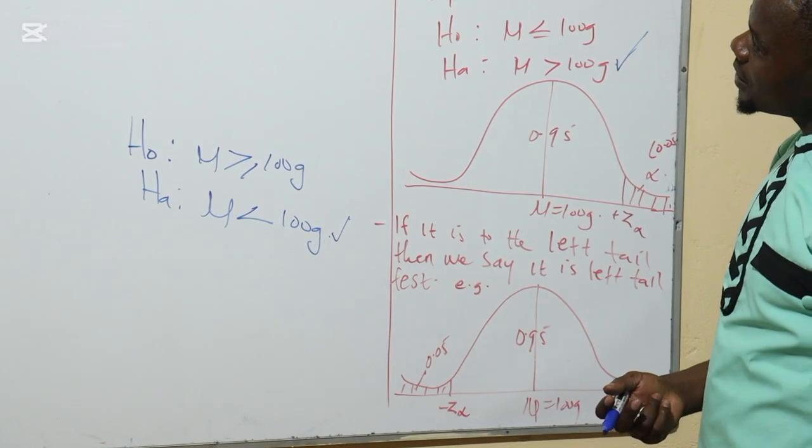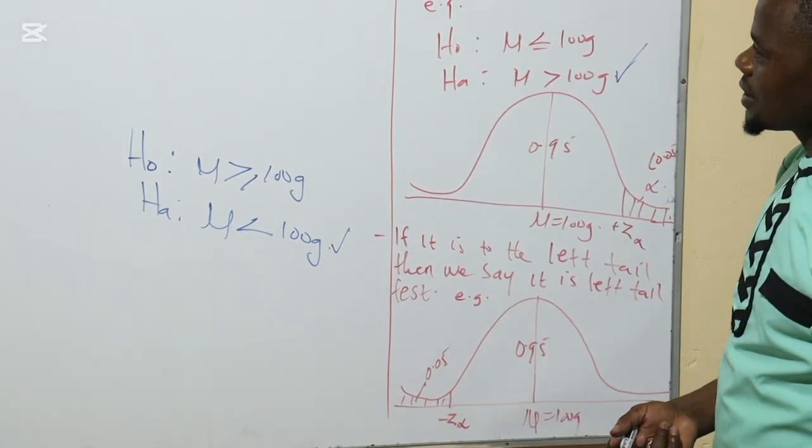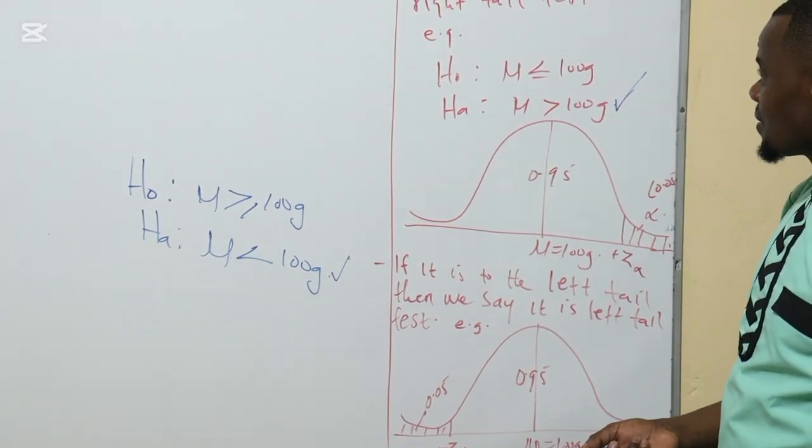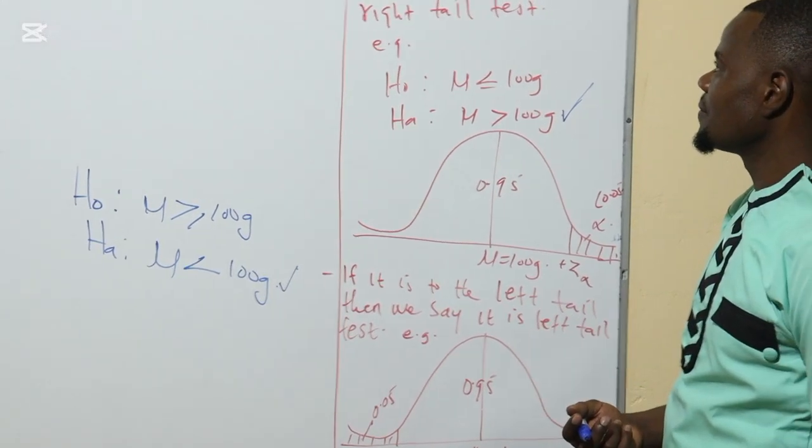So that is what it is all about, the one tail and two tail test. It depends on the alternative hypothesis that you have.